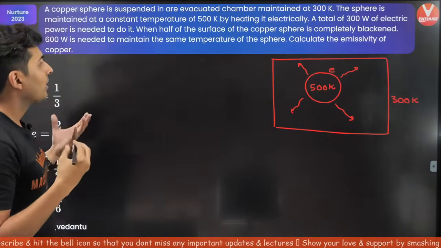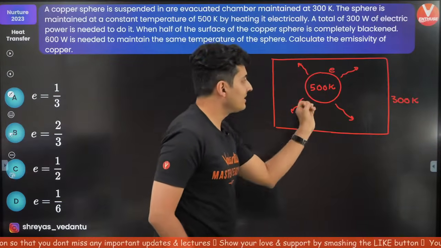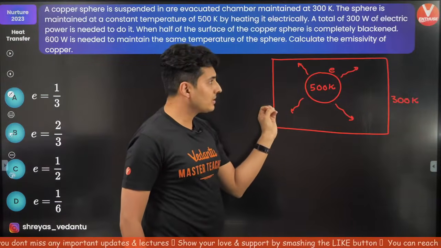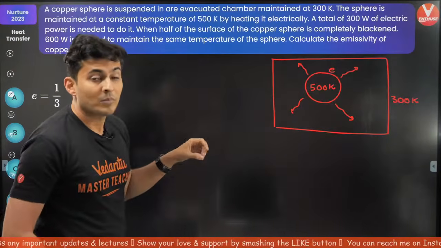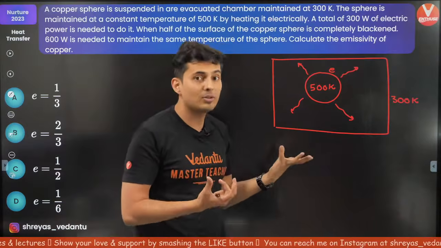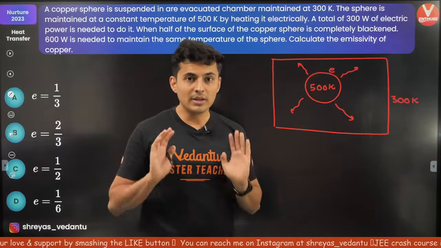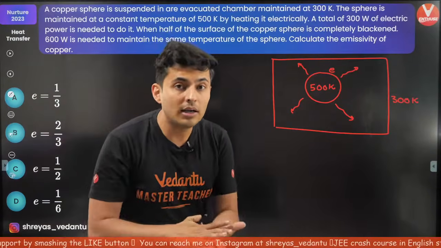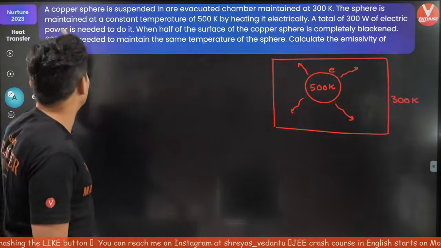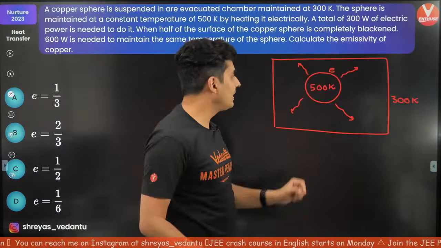And because of the temperature difference, it is emitting more and absorbing less. Why is it absorbing less? Surrounding temperature is less. It will cool down. Won't it cool down? In order to maintain the temperature, you have an electrical heater.